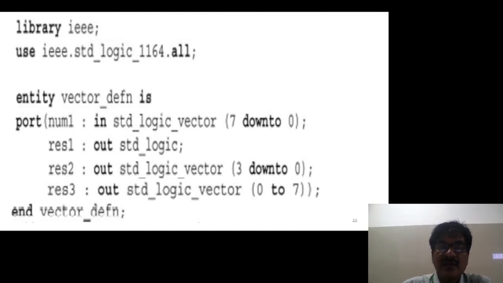Okay, following. This system has one input, that is an 8-bit number, and 3 outputs. In the 3 output case, register 1 output is consisting 1 bit, register 2 consists 4 bits, register 3 consists 8 bits. That is the information from the entity declaration.